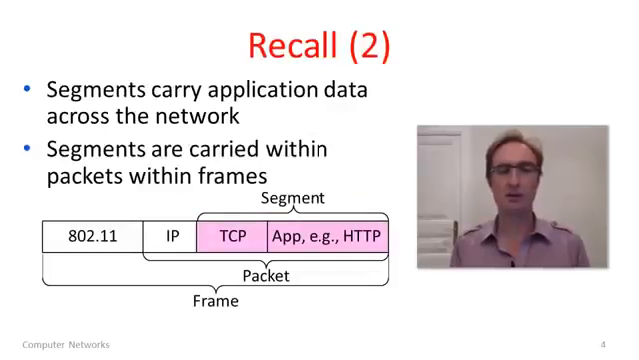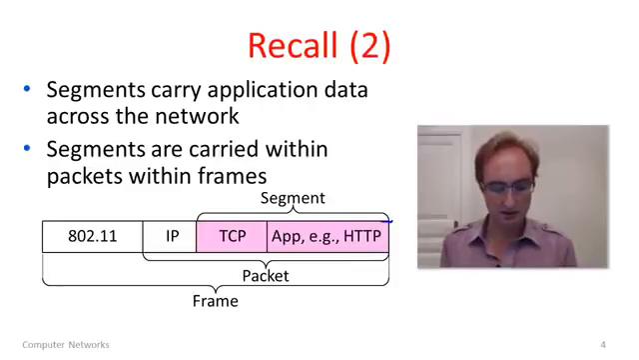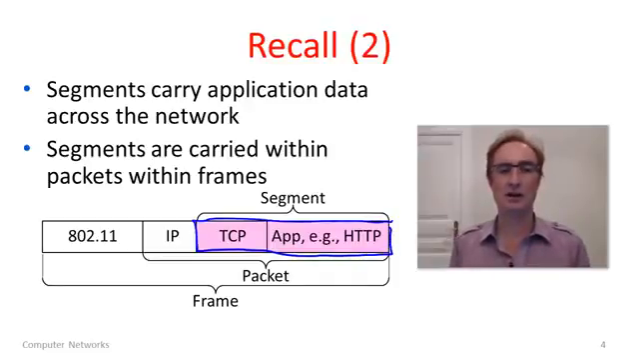And we can also provide just a brief review in terms of data units. The name for a message at the transport level is a segment. And you can see here that segments, here's a segment, have transport control information like a TCP header as well as a payload. The payload is application data that's carried across the network. The segment itself is carried within a packet at the network layer and within a frame at the link layer.